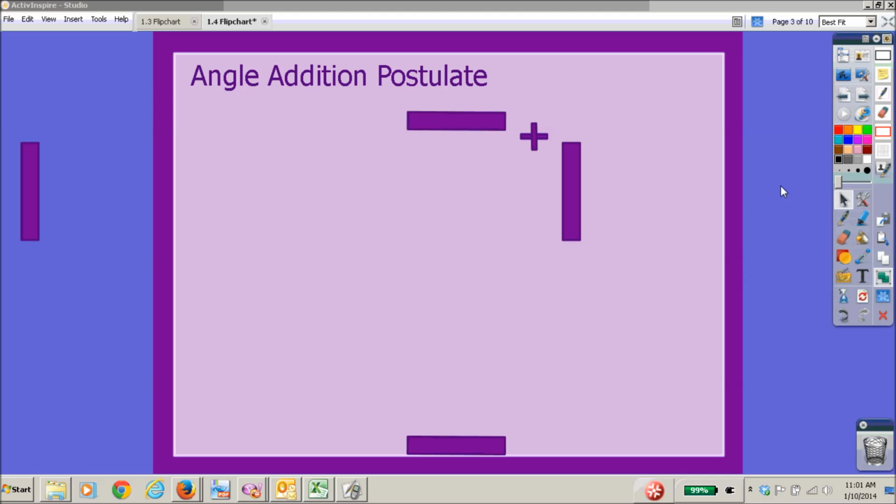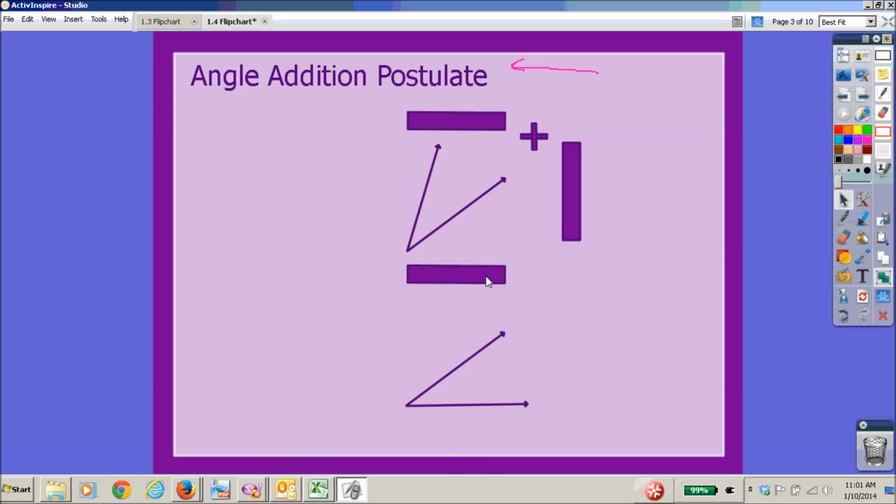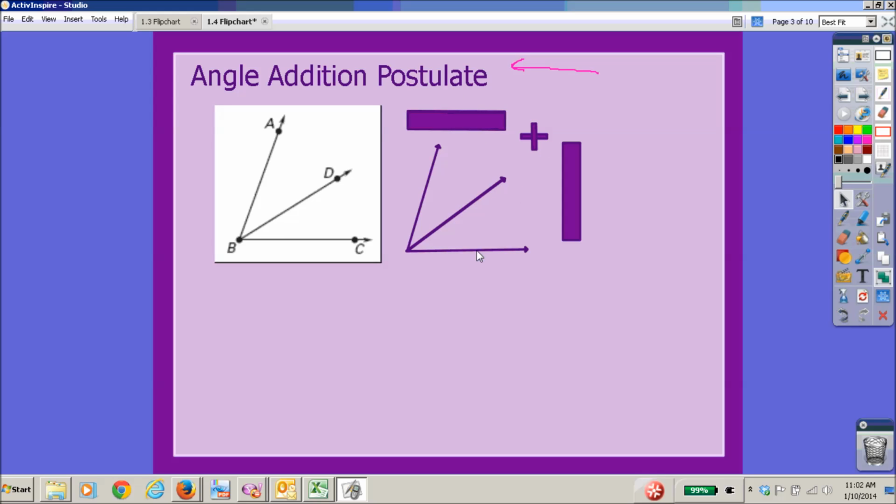Just like in Monday's lesson, we had the segment addition postulate. Remember, two small segments add up to one big segment. We have the angle addition postulate. One can only imagine what that means, right? It means that if I have one angle and I combine it with another angle, then that equals one big angle, just like the segment addition postulate.